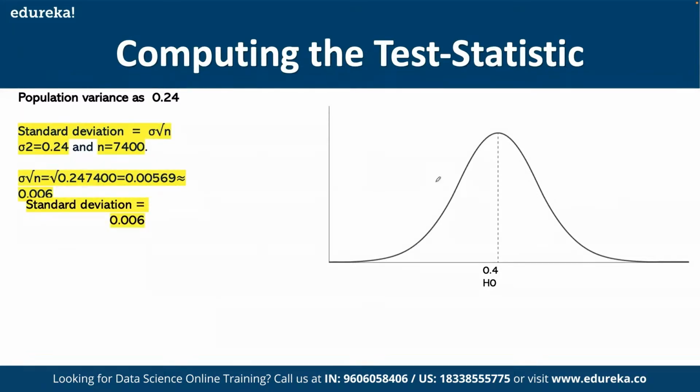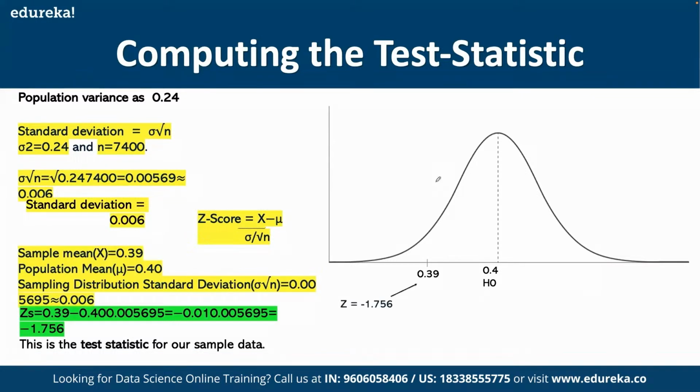So I'll calculate the population variance, and once I compute it, I'll get the standard deviation. With these values, we'll get the respective Z-score. The Z-score is given by X minus mu divided by the standard deviation of a sample. Once we have done this, we'll get the respective test statistic, in this scenario, the Z-score.